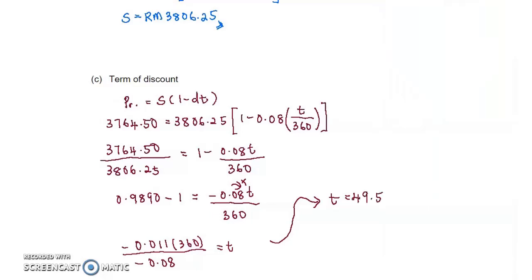Okay, since T is number of days, number of days cannot be in decimal point, right? So logically, you round off this one to nearest whole number, which is 50 days. Okay, why you get something like this? Because just now you already do some adjustment here. So if you take long decimal point, maybe your answer will be exactly 50 days.